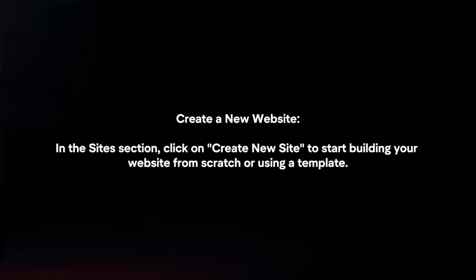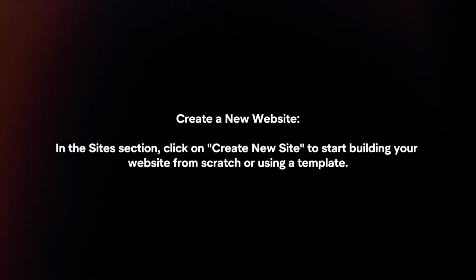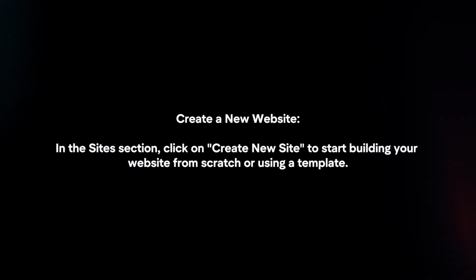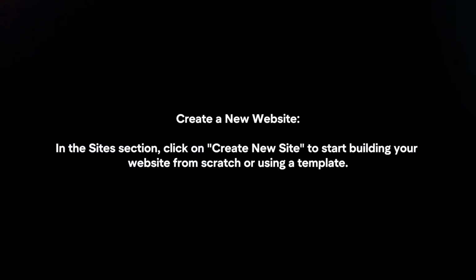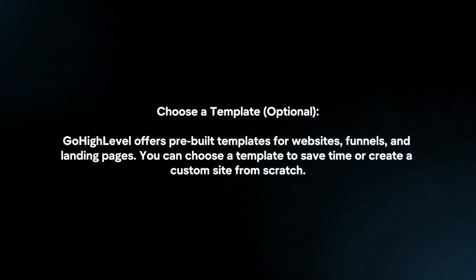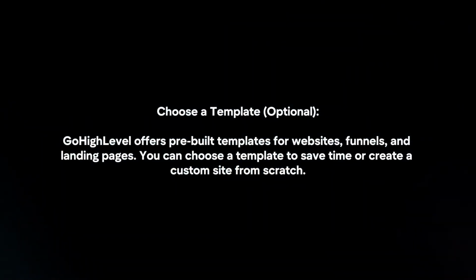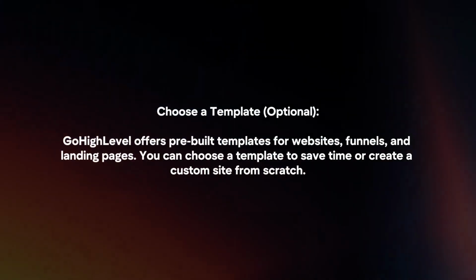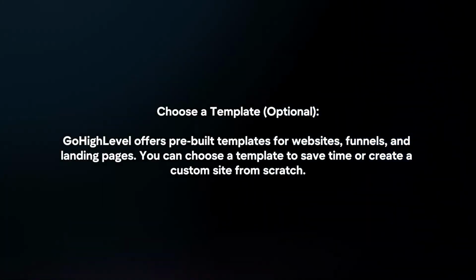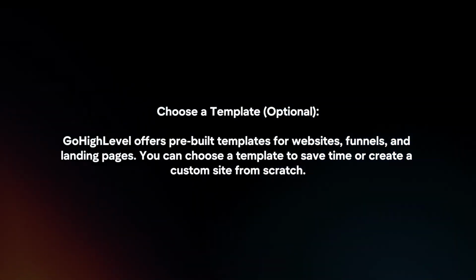Create a new website. In the Site section, click on Create New Site to start building your website from scratch or using a template. Choose a template. GoHighLevel offers pre-built templates for websites, funnels, and landing pages. You can choose a template to save time or create a custom site from scratch.